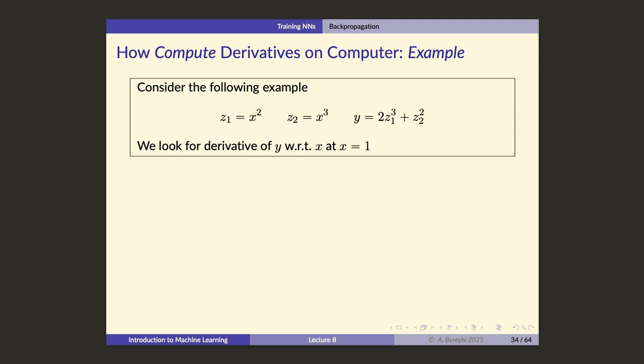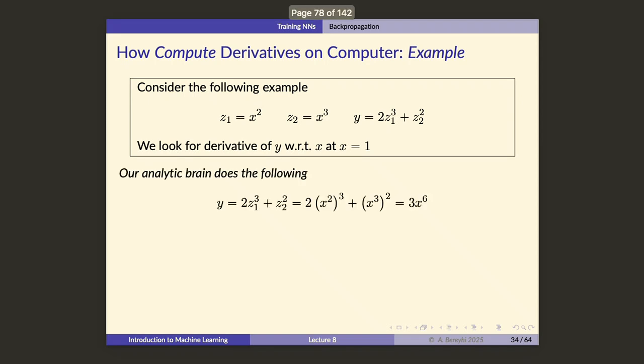So say I have two different variables, z1, z2. One of them is x squared, the other one is x cubed. And then your y value is this expression, given in terms of z1 and z2. Now, if I ask you what is the derivative of y with respect to x, probably you don't do any chain rule, right? You put z1 to be x squared, you put z2 to be x cubed, you do a bit of calculation, and you end up with 3x to the power 6, right?